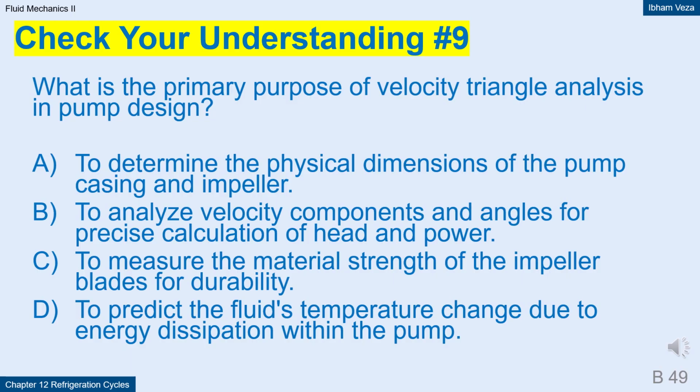Correct answer B. To analyze velocity components and angles for precise calculation of head and power. Explanation of incorrect options. Option A. Velocity triangle analysis focuses on velocity components and flow angles, not the physical dimensions of the pump components. Option C. While material strength is critical in design, velocity triangle analysis does not involve assessing impeller blade durability. Option D. Velocity triangle analysis does not predict temperature changes. It is used to understand the relationship between velocity, angles, and energy transfer in the pump.